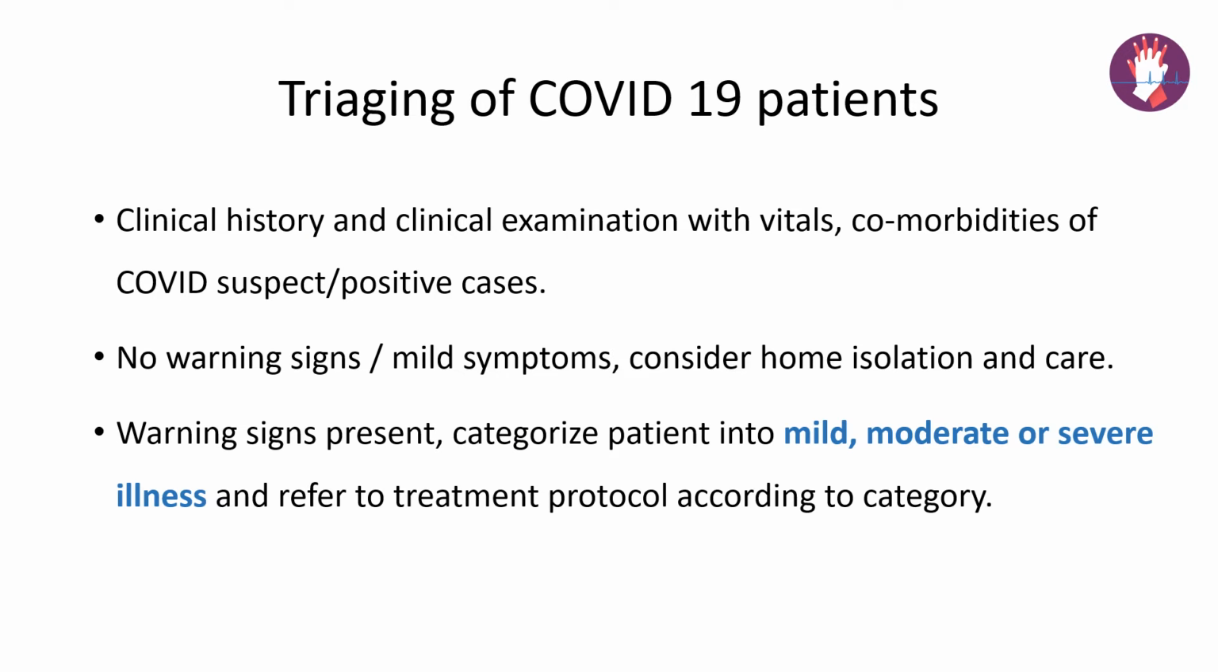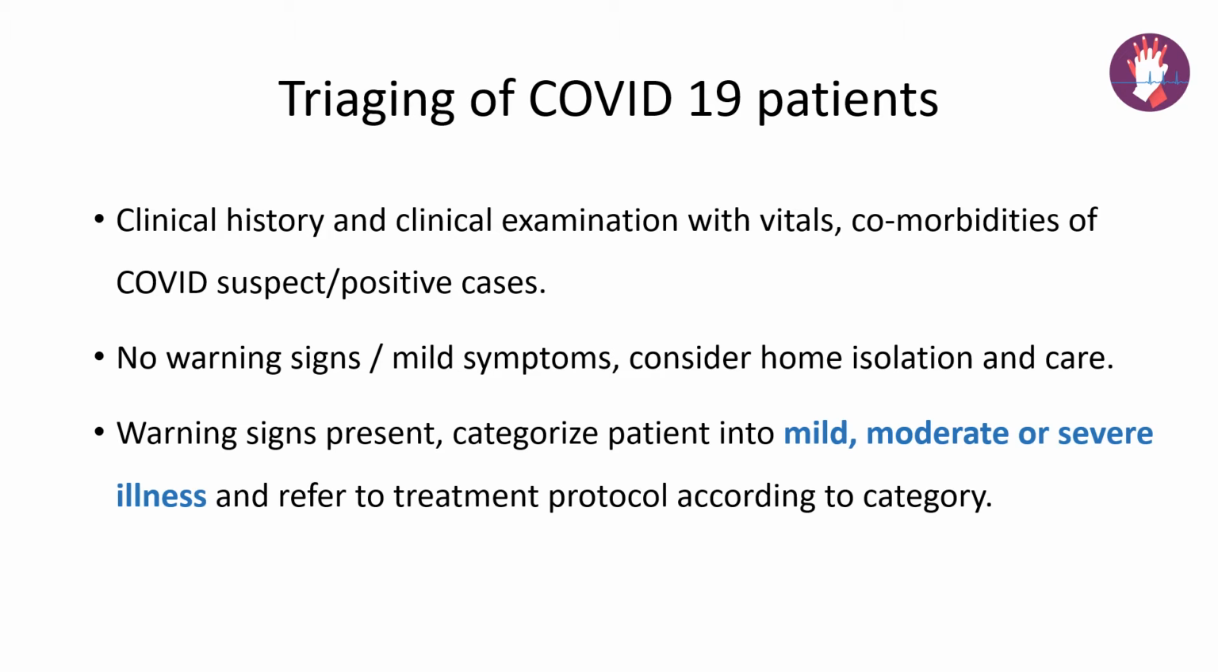So in triaging of COVID-19 patients, the clinical history, the clinical examination with vital signs, as well as taking into consideration the comorbidities is extremely important. And as you know, there is a percentage of patients who may not test positive in the RT-PCR, and at times of significant surge of the pandemic, anyone who is exhibiting symptoms should be considered as COVID positive and given the appropriate treatment as well as observations.